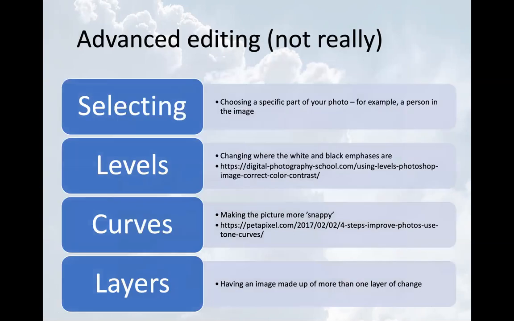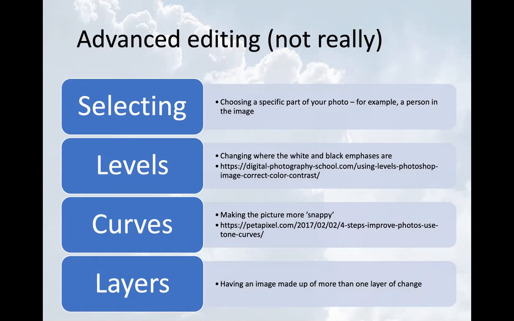There's a whole lot more things you can do in editing. You can select areas of the image, for example a person, and you can just edit them, or everything except them. With levels and curves, levels, you can change where the black and white emphases are. And curves can make pictures more snappy. Got a couple of links there to show you what they are.